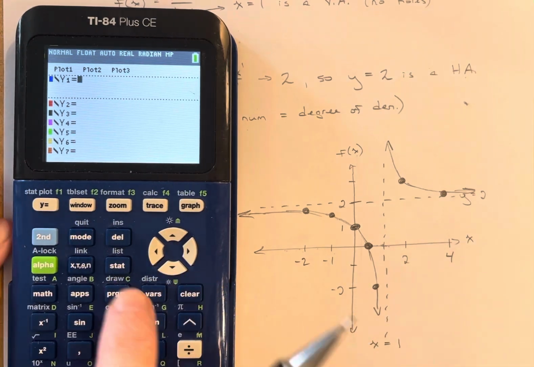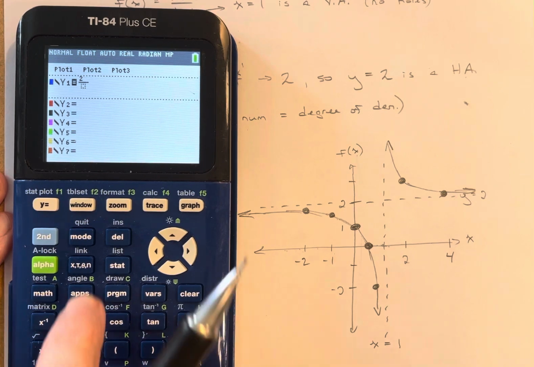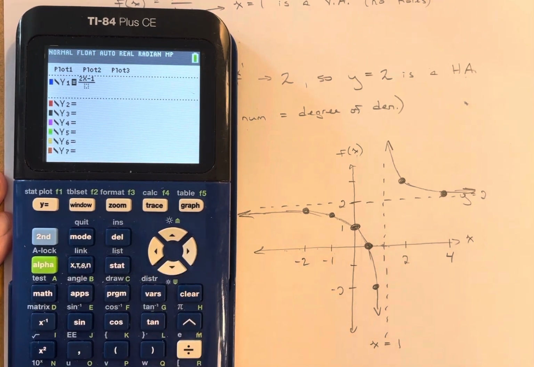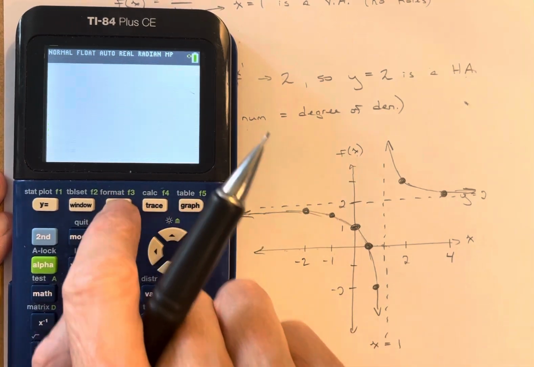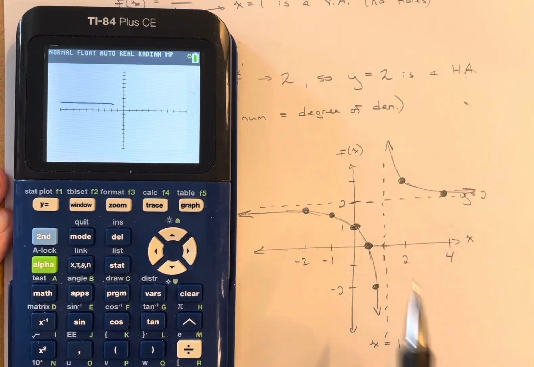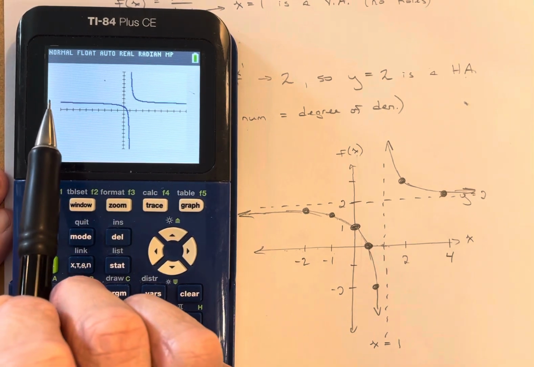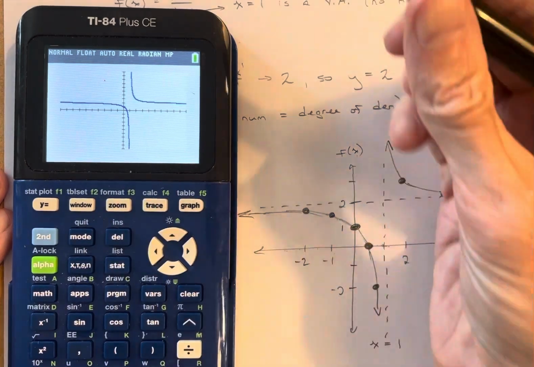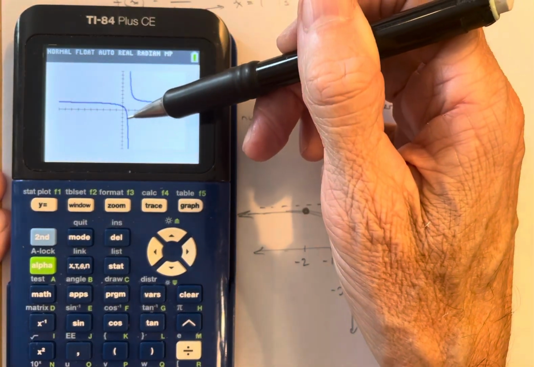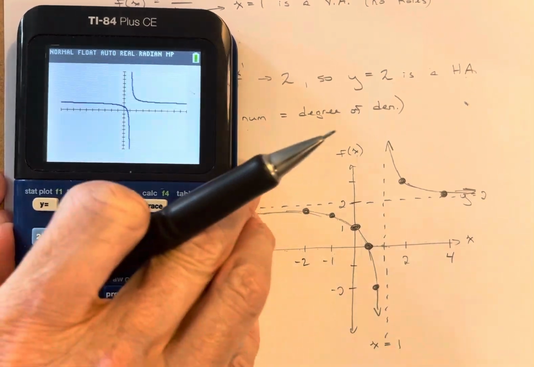Clear out of here. I have a fraction, and it's 2x minus 1 divided by x minus 1. And let's go to zoom standard. And here comes that part. And you can see it looks very similar to this. There we go. That's what we have. Same. There's my horizontal asymptote at y equals 2. Here's the vertical asymptote at x equals 1. And you can see how the graph is being shaped by both of those.